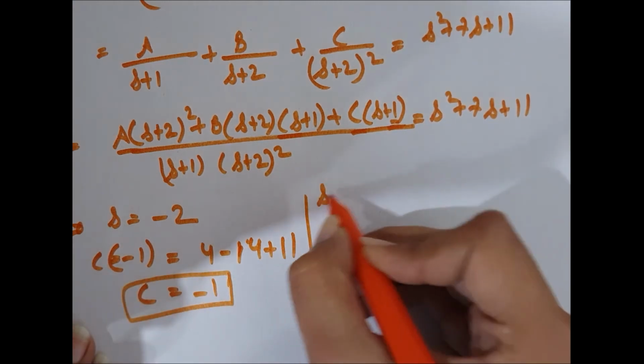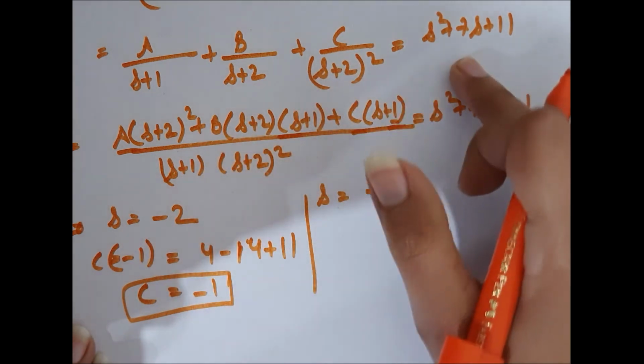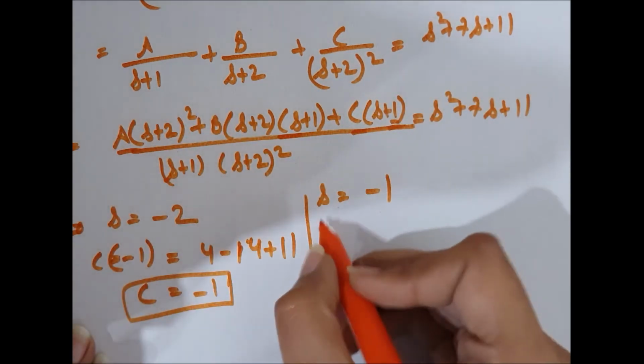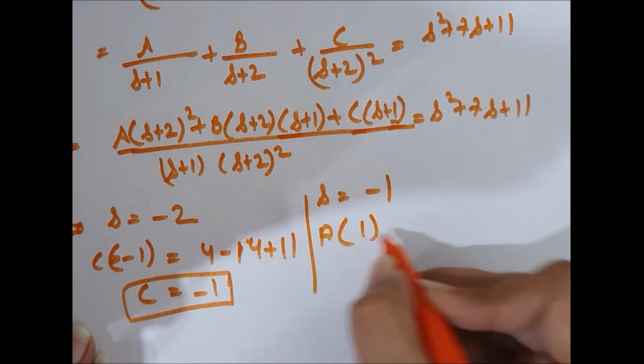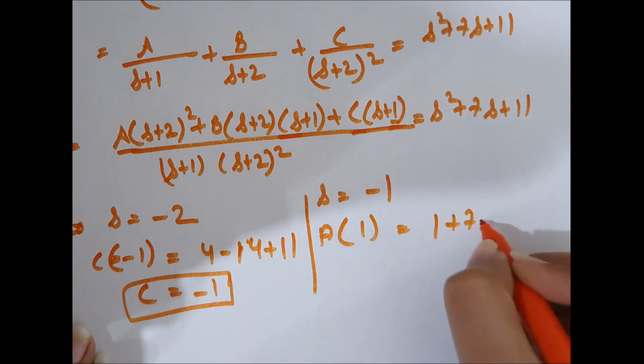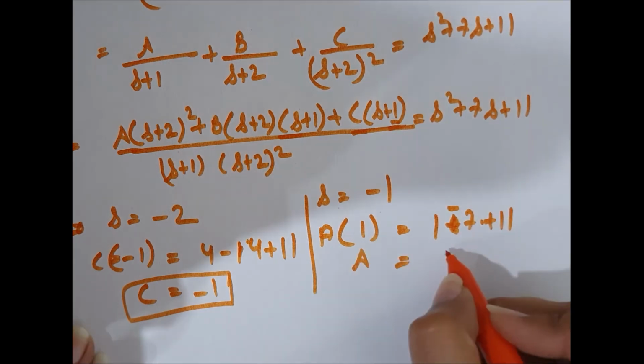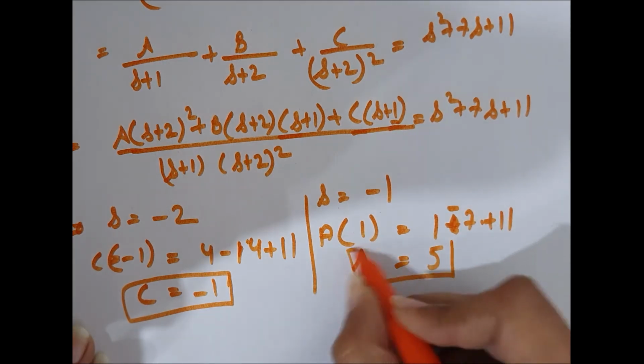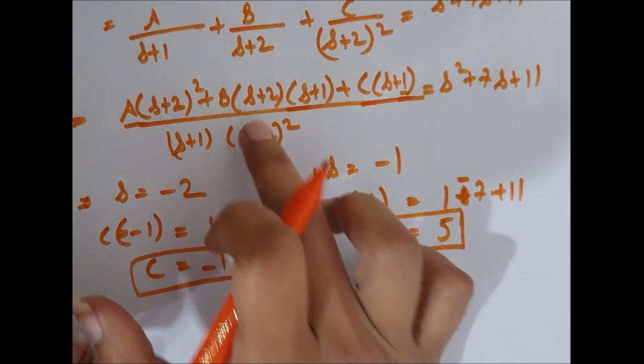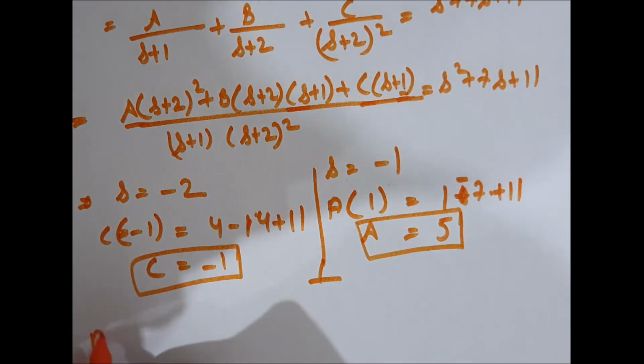Now put s is equal to minus 1. This and this will get cancelled. The value of a can be calculated using it. The value of a comes out to be 5. Now to find the value of b, compare coefficients.